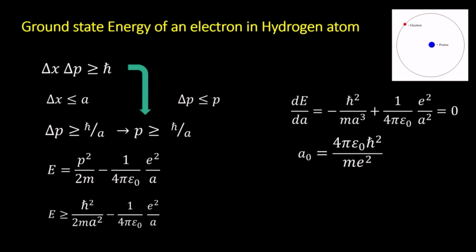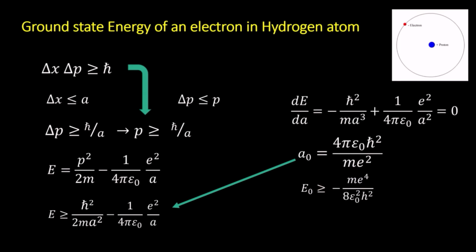If we substitute this value of A0 in this equation, we get E0 greater than or equal to minus m e raised to 4 by 8 epsilon 0 square h square after simplification. Since we have this inequality here, it tells you that the energy of the ground state, the suffix 0 represents the ground state, must be greater than this quantity, or you can say that the minimum of this energy will be when we use the equality here.